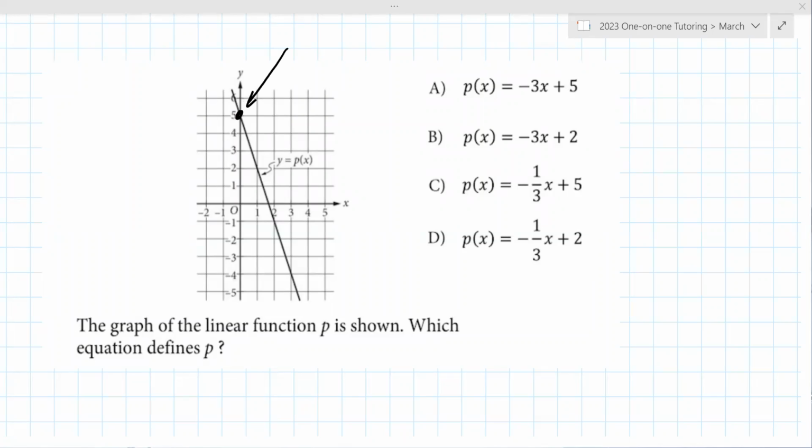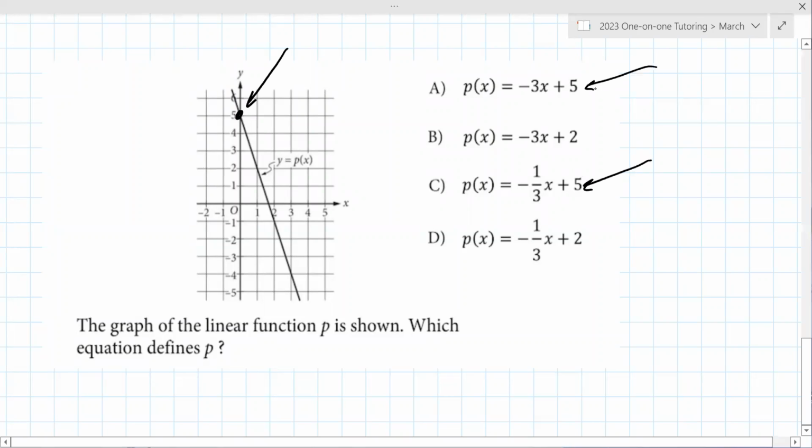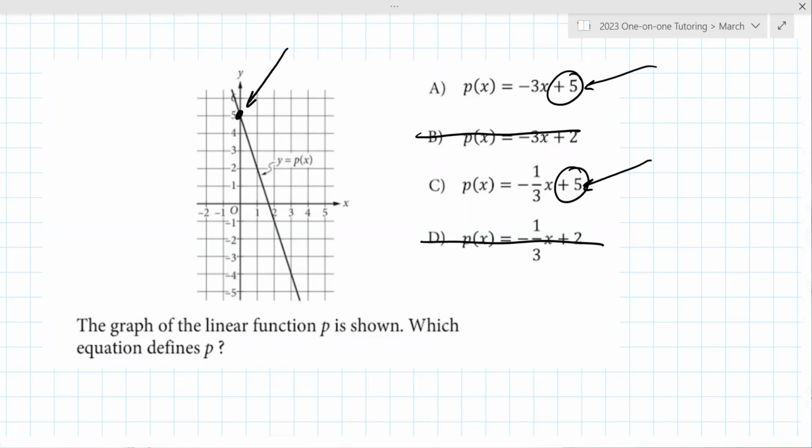Right there, that's going to be C. So C has the correct y-intercept, but what about A? They have the same y-intercept. They're both 5. All right, now what is the difference between A and C? What's the difference between them?